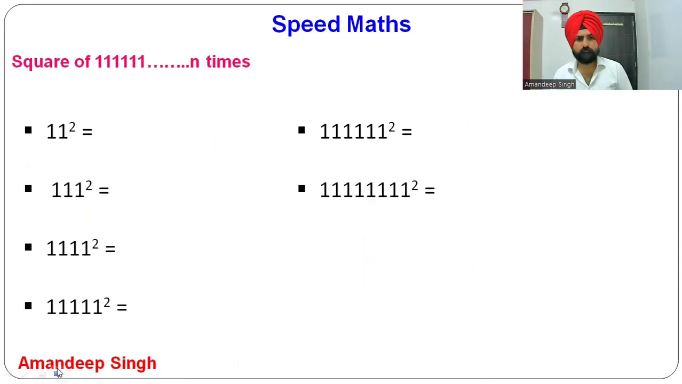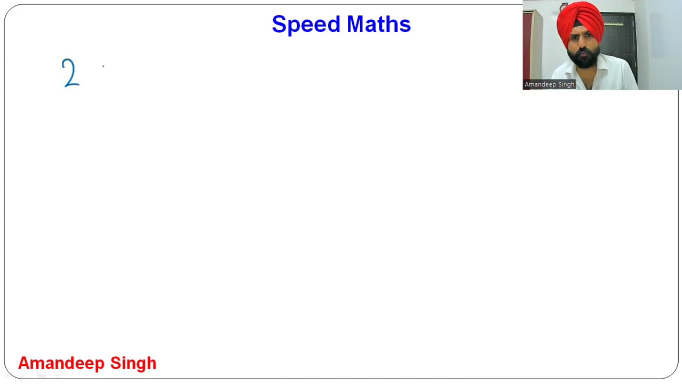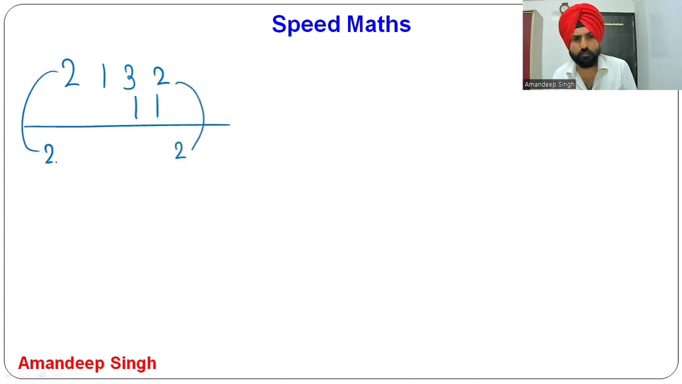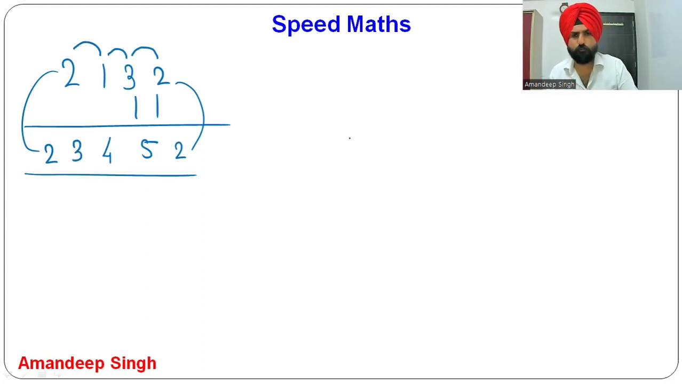Let's move on. Let's have some more examples on this particular variety. Suppose you have 2132 into 11. The logic is very same. I will write 2 at the rightmost place and here also 2. The extreme numbers will be same. Now I will add in pairs. What is 2 plus 3? It is 5. What is 3 plus 1? It is 4. What is 1 plus 2? It is 3. So the answer has to be 23452.